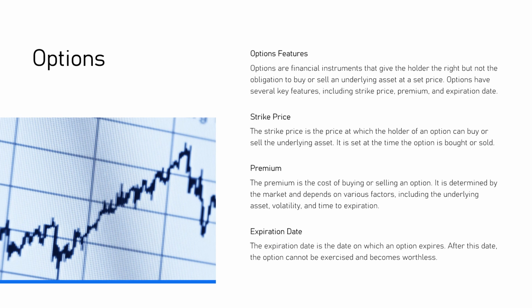Strike price. The strike price is the price at which the holder of an option can buy or sell the underlying asset. It is set at the time the option is bought or sold. Premium. The premium is the cost of buying or selling an option. It is determined by the market and depends on various factors, including the underlying asset, volatility, and time to expiration.